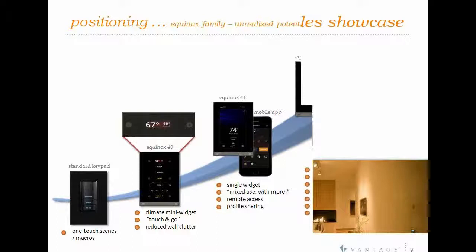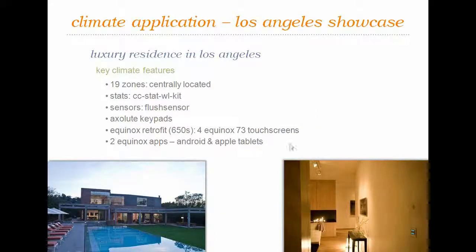in Los Angeles that chose and benefited from a centrally designed climate solution. It had 19 zones of thermostats, which is large compared to some, but not as big as many of the projects that we've done for sure. They used Vantage stats centrally located in a mechanical room, with flush sensors out in the wall. In fact, if it's not too small, in the right-hand corner picture above the keypad, you can see a remote temperature sensor in that zone, a flush mount sensor.